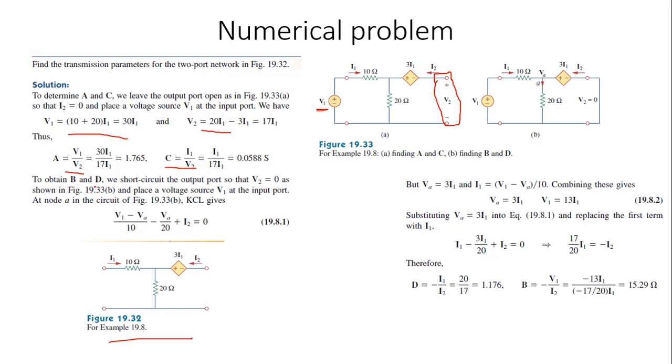Similarly, to obtain B and D, you can see that we have short circuited the output port, right? And we have taken this as a node. So write the node voltage equation and solve this to find out I1 and I2. So from that we can determine D and B. So A, B, C, D are the transmission parameters.